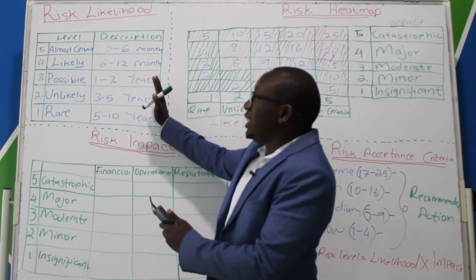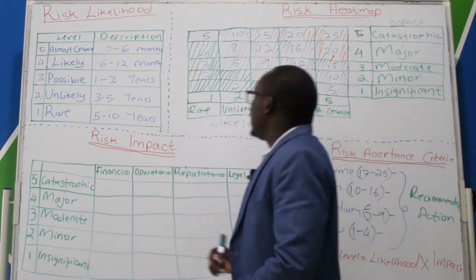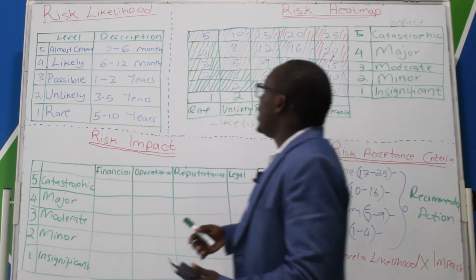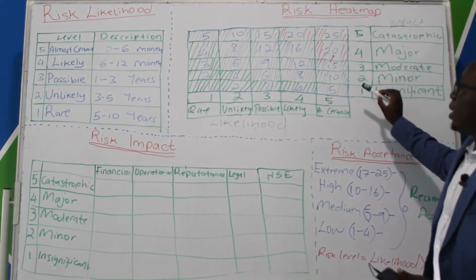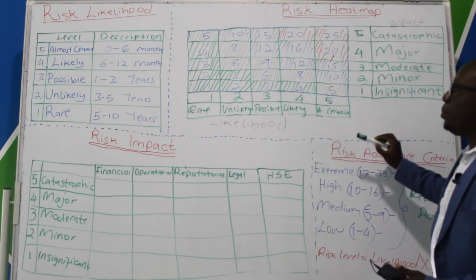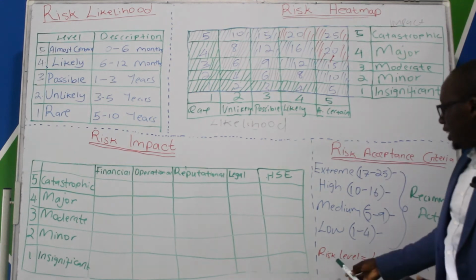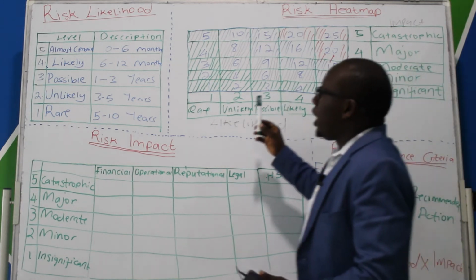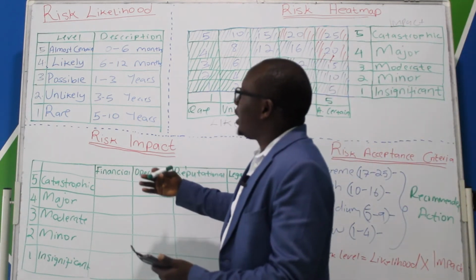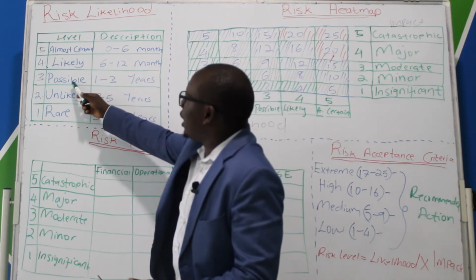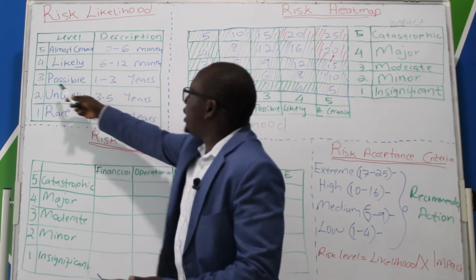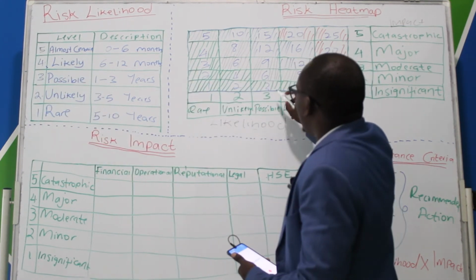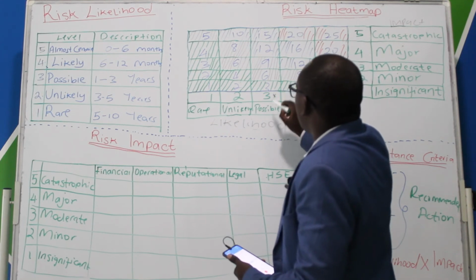Now you've completed the risk likelihood and the risk impact. The next thing you need to do is calculate the level of risk, and that is why we have a heat map. This risk heat map helps you calculate the level. As we said, the level is the likelihood multiplied by the impact. For a certain risk that was identified, an example would be that the likelihood was possible, so it's level 3 when it comes to likelihood.